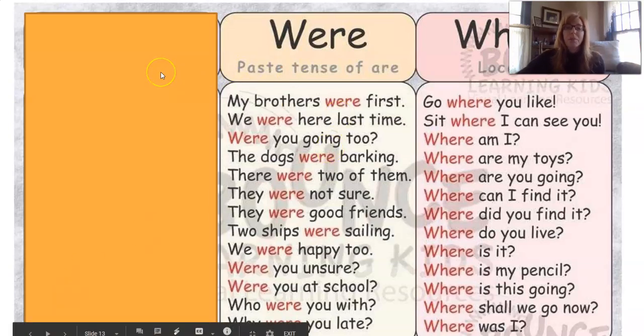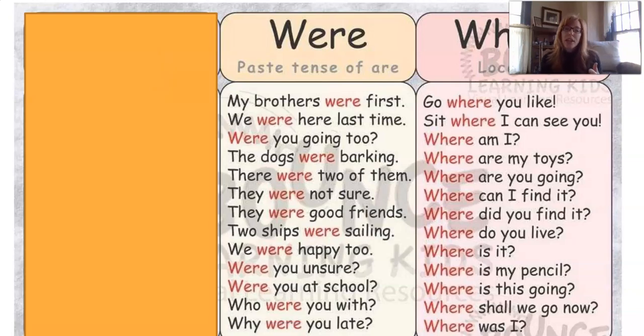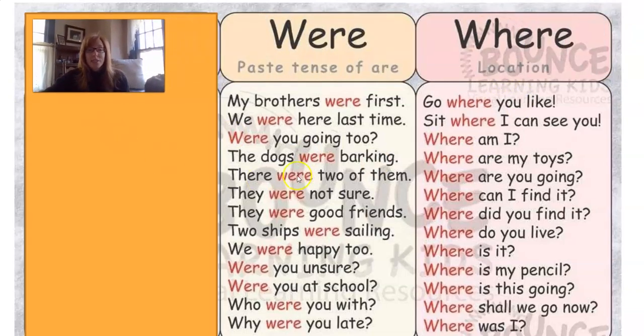And here we go. The past tense of are, were. My brothers were first. So you're taking are, my brothers are first. That would be happening right now. If it happens in the past, it would be my brothers were first. We were last. We were here last time. The dogs were barking. So the dogs are barking, that's happening right now. So the past tense of are is were. The dogs were barking.